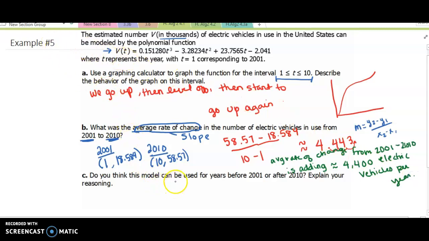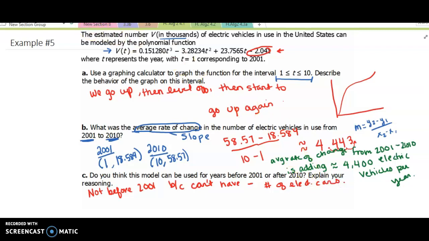Okay, now if I look at C, it says, do you think this model can be used for years before 2001 or after 2010? Now, this one's not too bad, because before 2001, that would mean my t-value would be 0, let's just say in 2000. If I plug 0 into this equation, I would get a negative number. So not before 2001, because we can't have a negative number of electric cars.